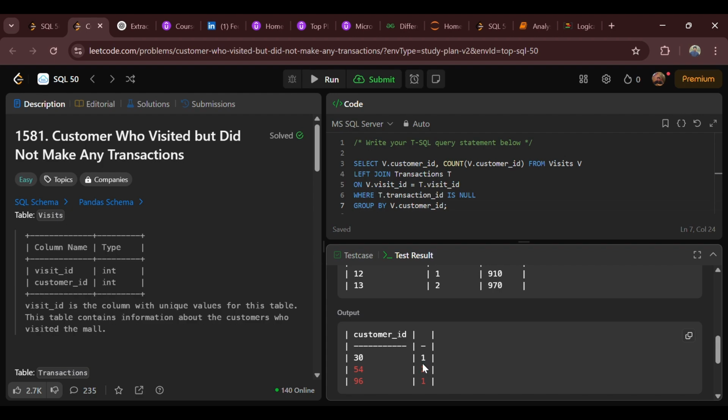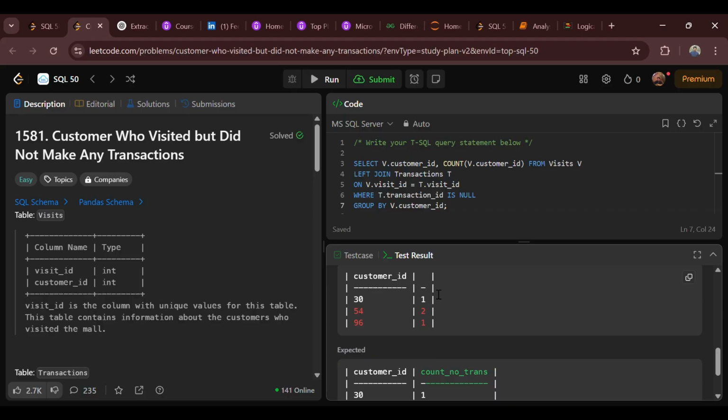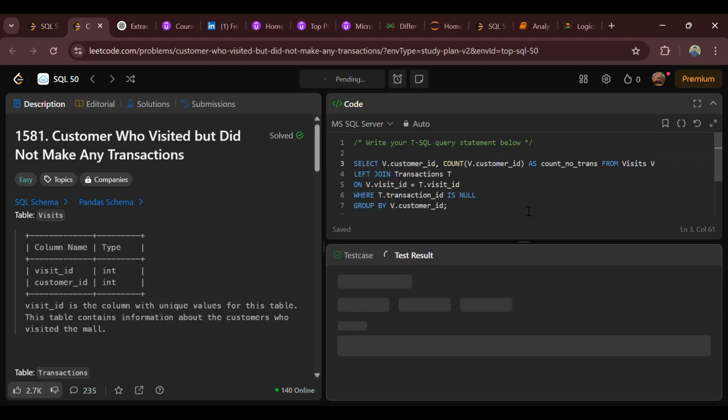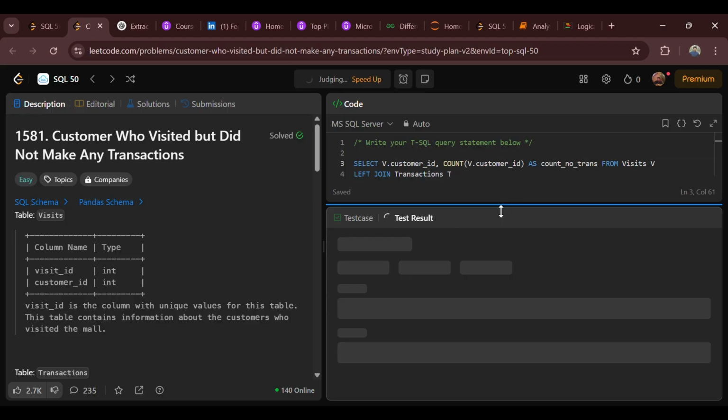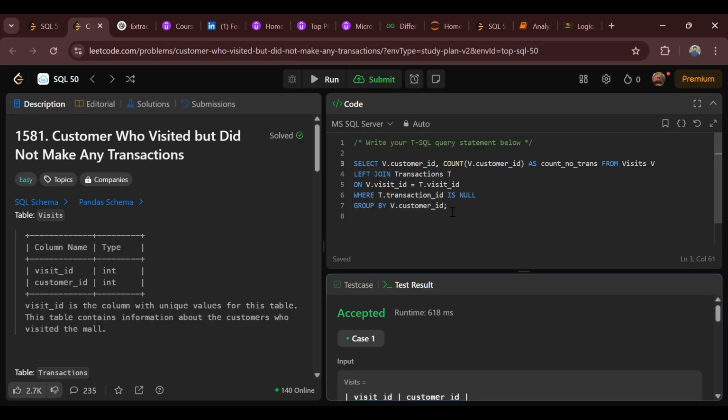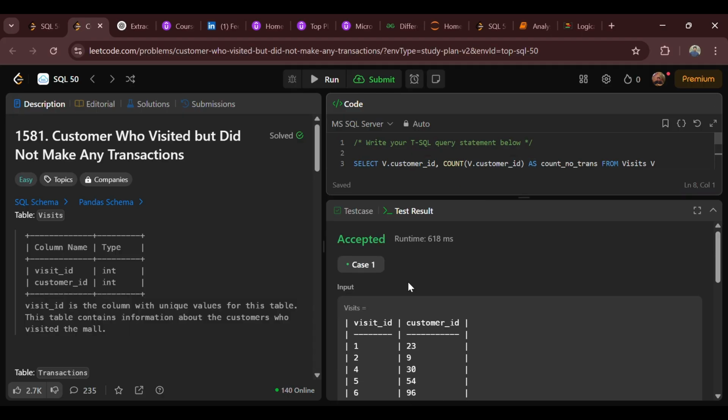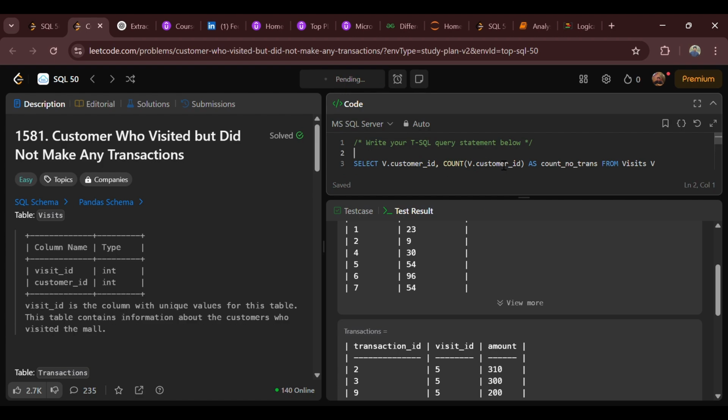See, 1 to 1 is coming. Now what we have to do is just give this a name, an alias, so as count_no_trans. Now I hope the output will be correct. Why are we using group by here? Because we are using an aggregate function. Count is an aggregate function, so we need to use group by. See, the output is accepted.